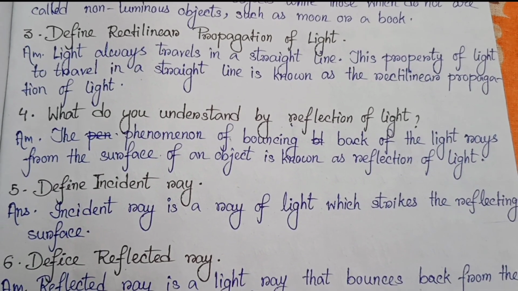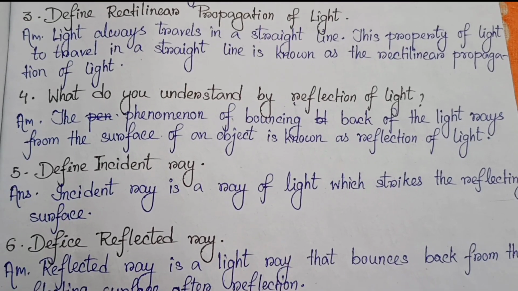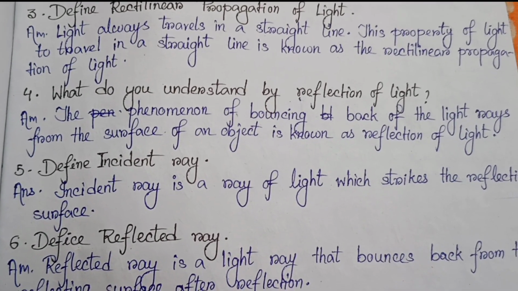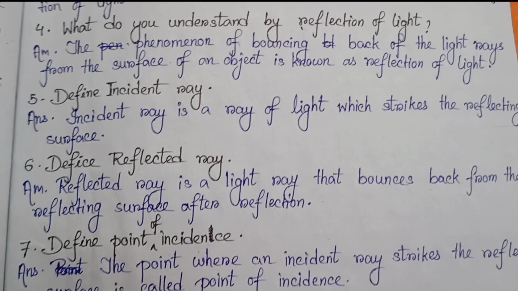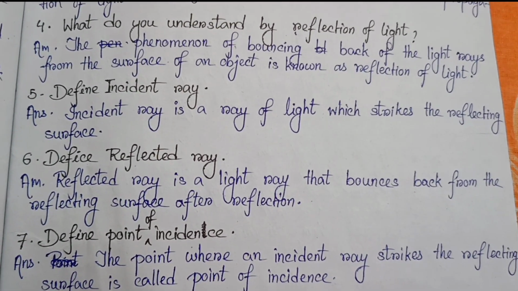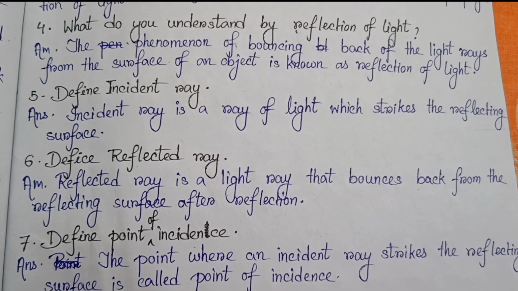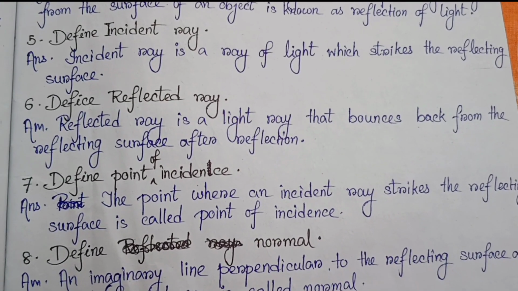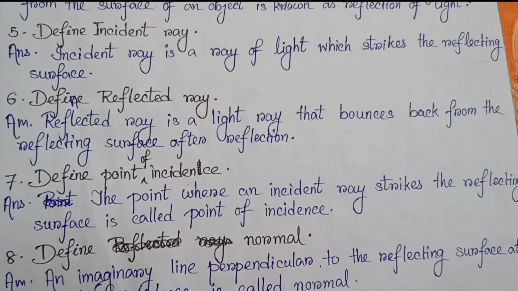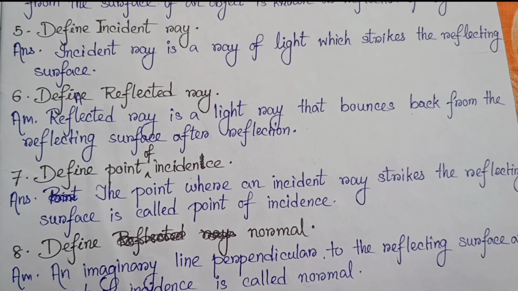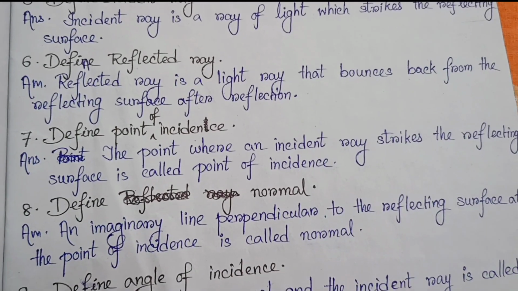Number 4. What do you understand by reflection of light? The phenomenon of bouncing back of the light rays from the surface of an object is known as reflection of light. Number 5. Define incident ray. Incident ray is a ray of light which strikes the reflecting surface. Number 6. Define reflected ray. Reflected ray is a light ray that bounces back from the reflecting surface after reflection.